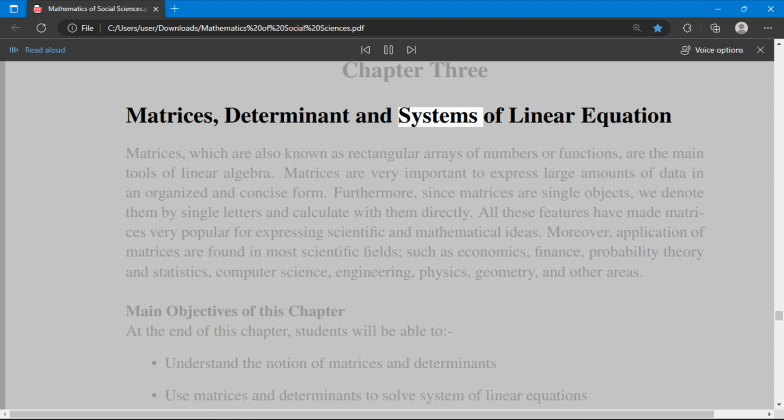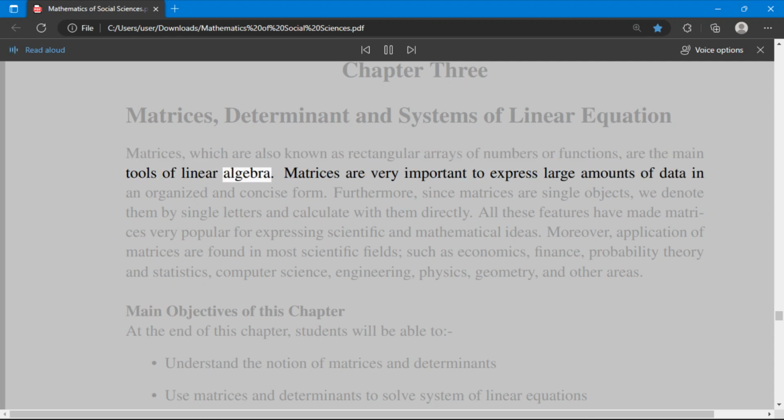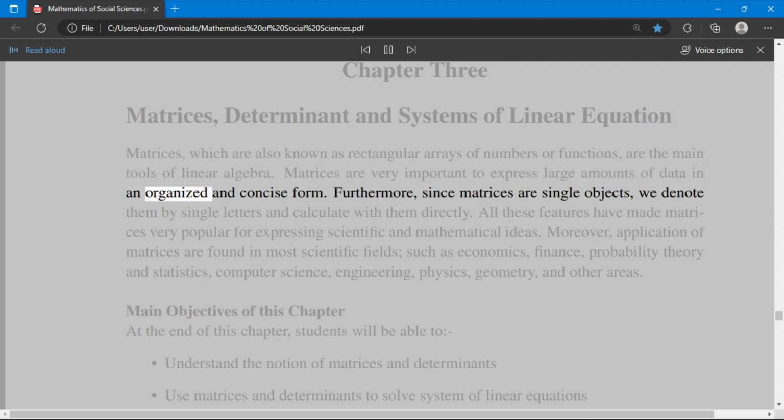Chapter 3. Matrices, Determinant, and Systems of Linear Equations. Matrices, which are also known as rectangular arrays of numbers or functions, are the main tools of linear algebra. Matrices are very important to express large amounts of data in an organized and concise form.